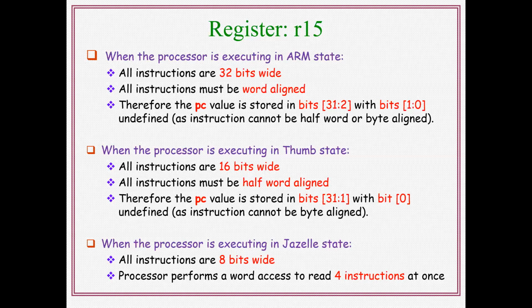When the processor is executing in jazelle state, all instructions are 8 bits. The processor performs a word access to read 4 instructions at once. So these are the 3 different states supported by ARM.